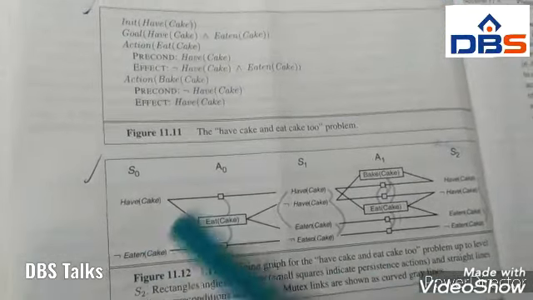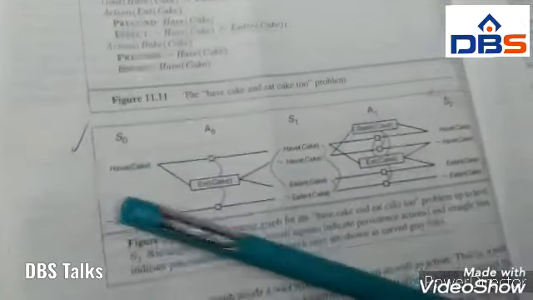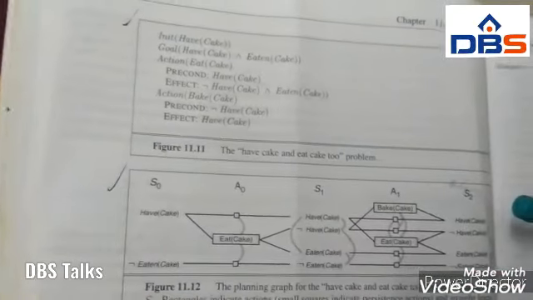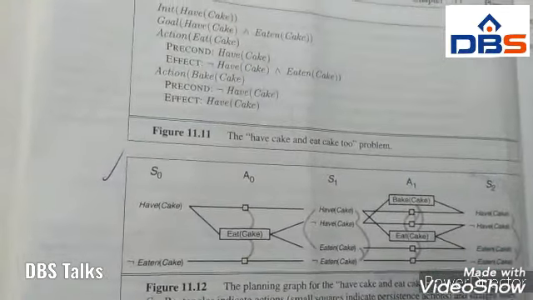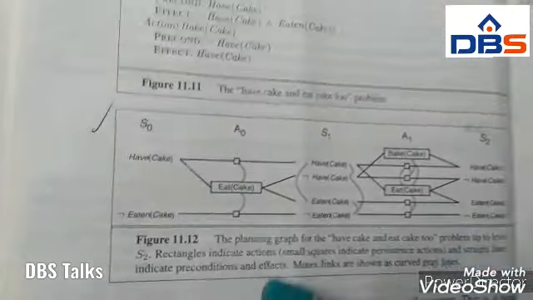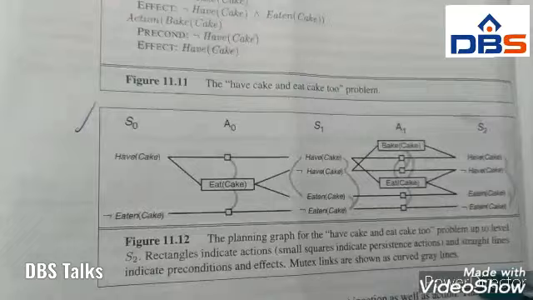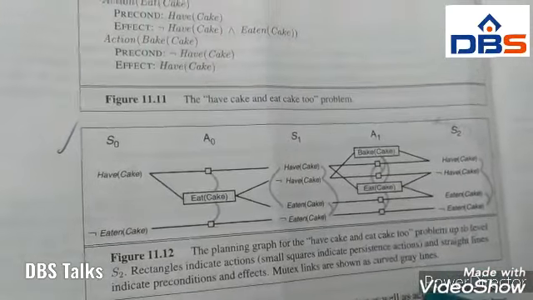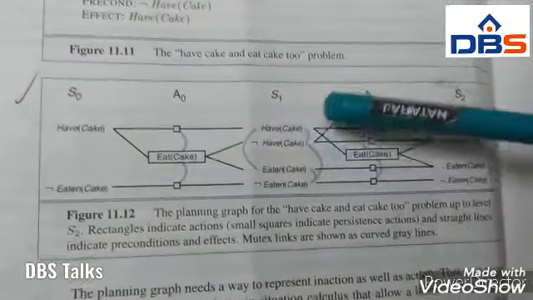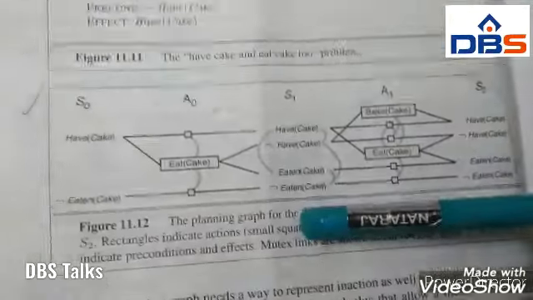Here these are the different levels of the planning graph. In every level, some set of literals and actions are there. The problem is having different types of levels. Rectangles indicate the actions, and straight lines indicate the preconditions and effects. Here some mutex links are there. These are very important for the future algorithm.